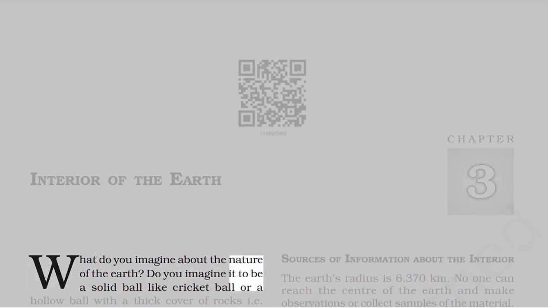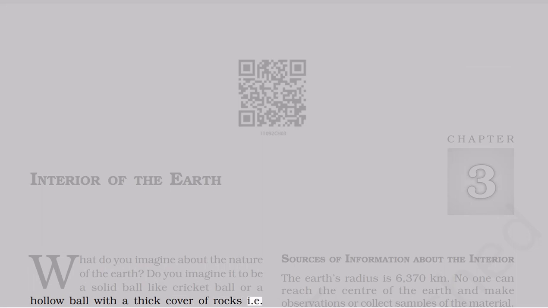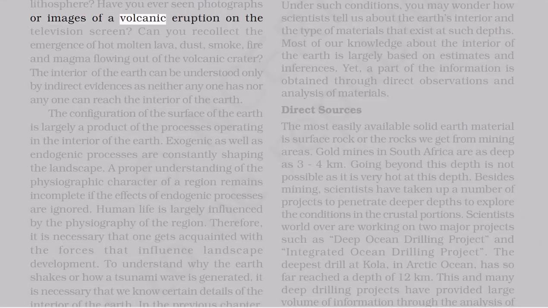What do you imagine about the nature of the Earth? Do you imagine it to be a solid ball like a cricket ball, or a hollow ball with a thick cover of rocks, i.e. lithosphere? Have you ever seen photographs or images of a volcanic eruption on the television screen? Can you recollect the emergence of hot molten lava, dust, smoke, fire and magma flowing out of the volcanic crater?